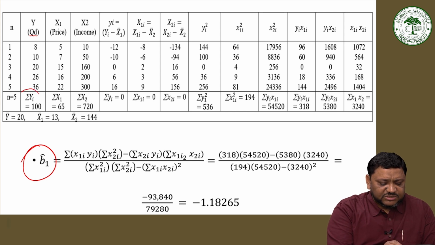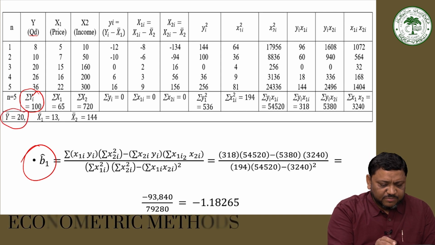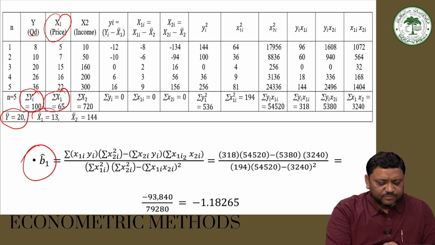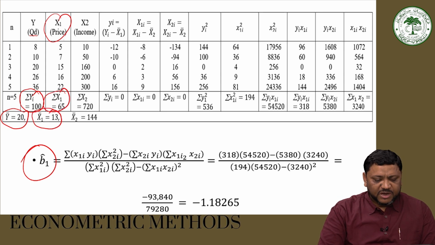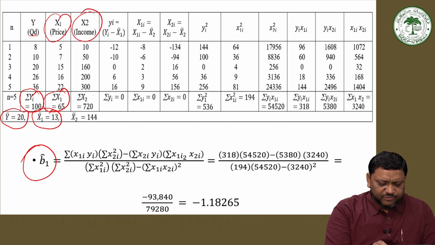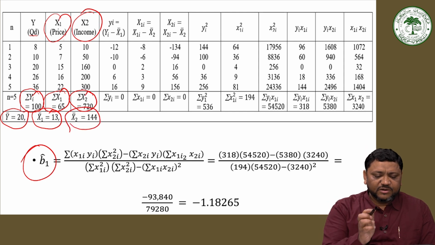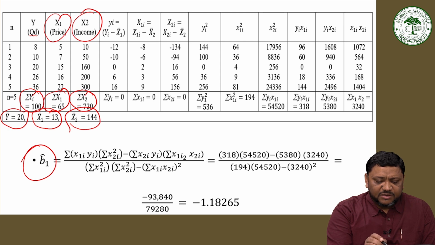First we do the summation of y, then divide by the number of items, 5, we get y bar. We do the sum of x1 and we divide by the number of observations, we get x1 bar. Same thing for x2, that is income, we do summation x2 and then we get the mean of it. Then what we do, calculate small y i, which is nothing but y i minus y bar.